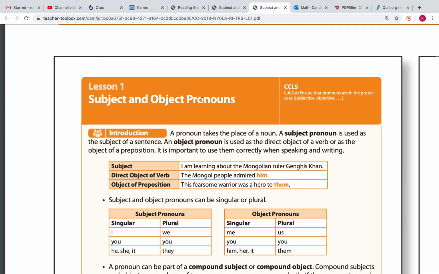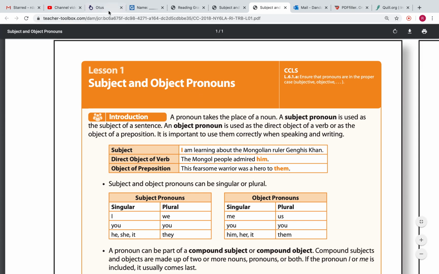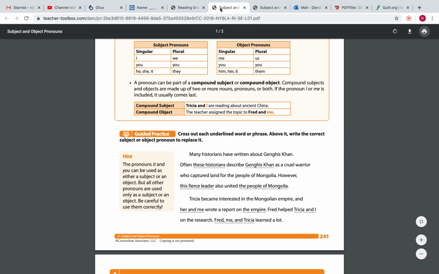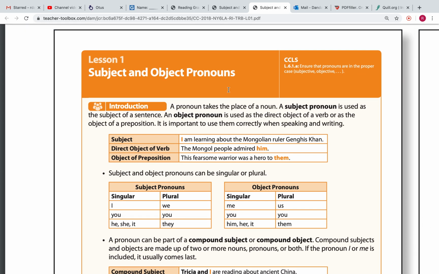So, I'm just going to give you a few seconds to get that out. Or if you don't have your workbook, you can go to the lesson and access the text right there. Or as a matter of fact, if you need to pause the video to get your book out, you can do so. So I'm just going to continue.